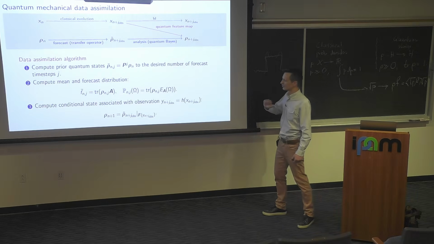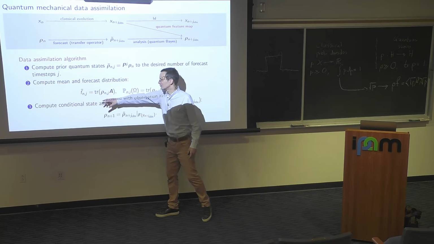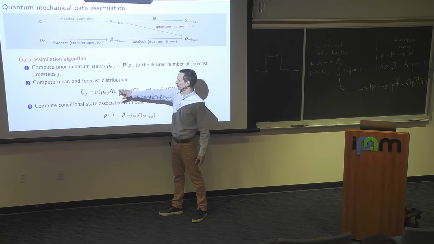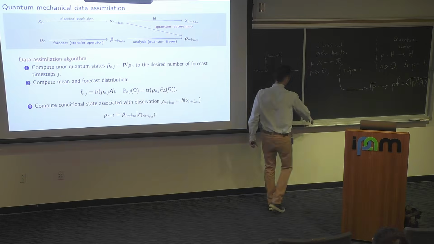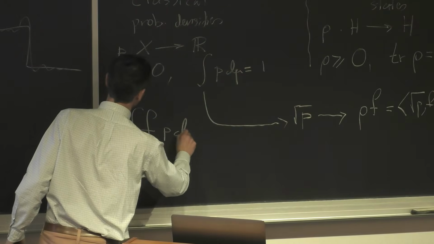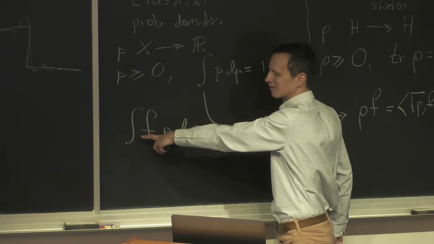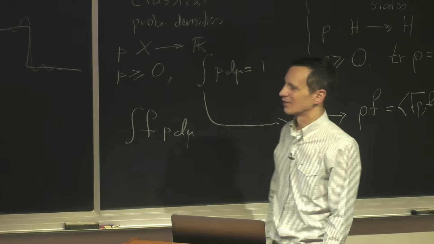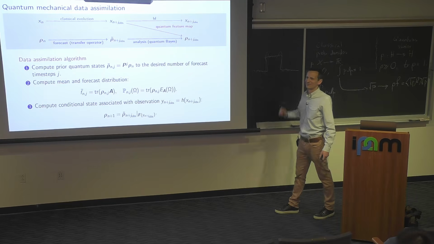And now how do you render predictions and produce the plots that I made? Say you want to compute the expectation of your observable. Your observable is also represented by a matrix. Here I'm calling it A. You compute the trace of the state times the matrix. This is analogous to computing the integral of f times rho d mu, the quantum analog of the classical expectation. And then Bayes formula has a formula. I can write it down later.